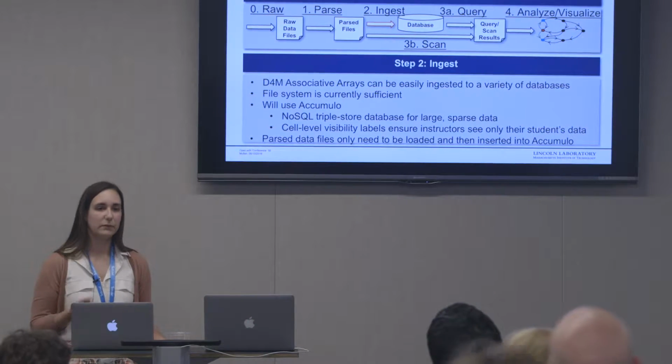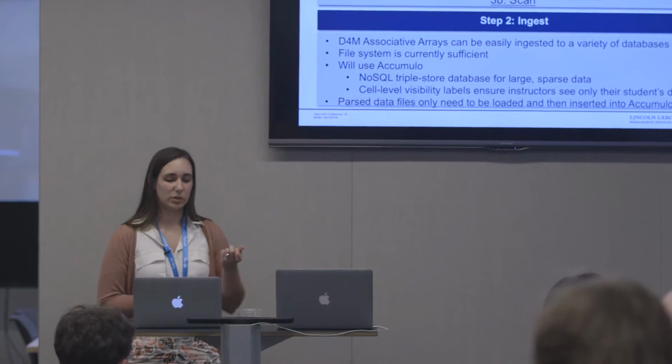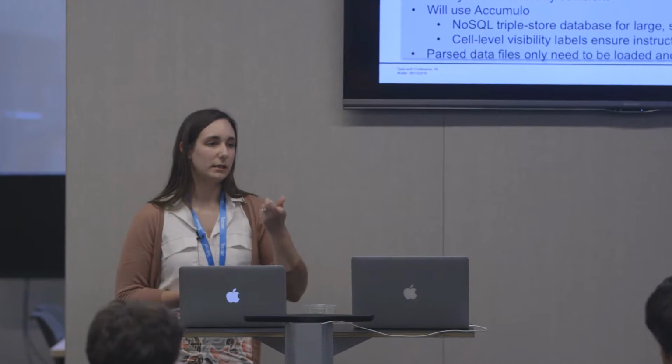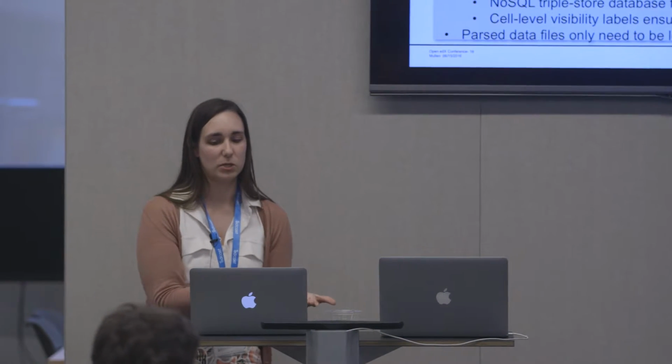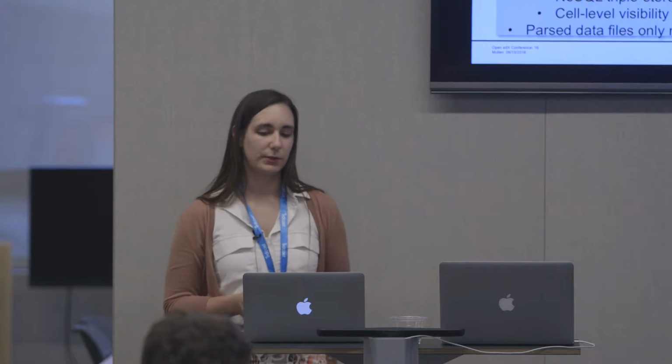And the added benefit is that Accumulo supports what's called cell-level visibility labels, which allows you to label an individual piece of data with who's allowed to see that information. So for example, you can ensure that instructors will only see their students' data when they're querying the database. Because D4M easily connects with all these different databases, all we need to do to ingest is load the data into memory and ingest it. It's one command.